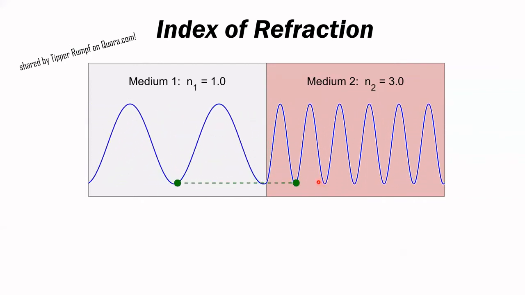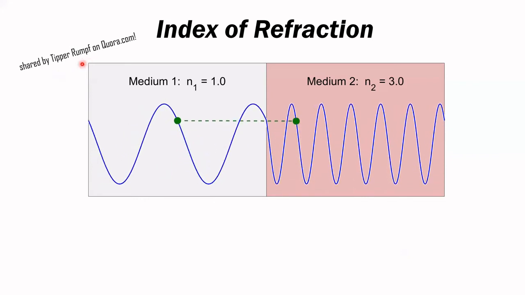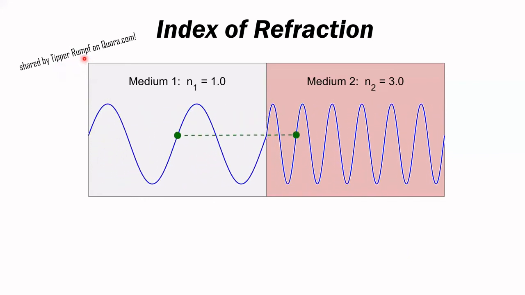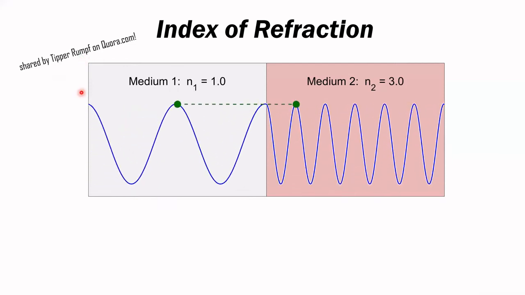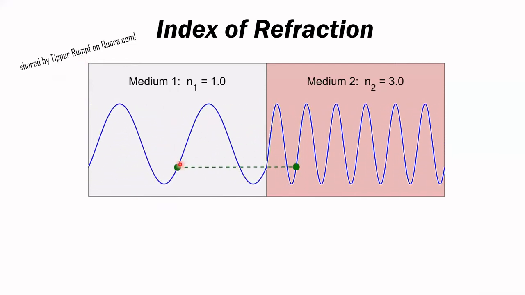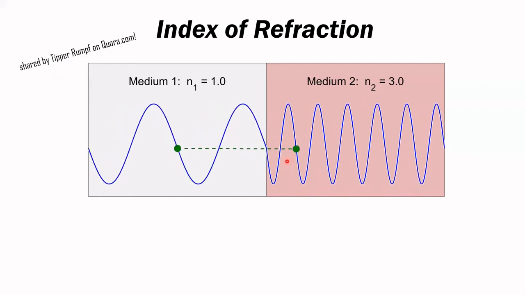Here's an awesome GIF that I found on Quora. I had to write this guy's name down because I thought it was so cool. I don't know this person, Tipper Rumpf. I wish my name was that cool. And I'm not sure what this green bar is showing us, but we don't need that anyway.